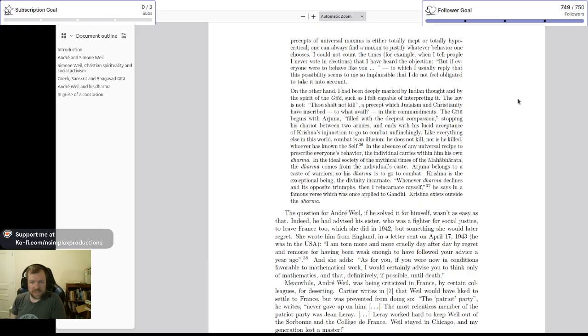In the ideal society of mythical times of Mahabharata, the dharma comes from the individual's caste. Arjuna belongs to the caste of warriors, so his dharma is to go to combat. Krishna is the exceptional being, the divinity incarnate. "Whatever dharma declines and its opposite triumphs, I reincarnate myself," he says in a famous verse, which was once applied to Gandhi. Krishna exists outside the Dharma.